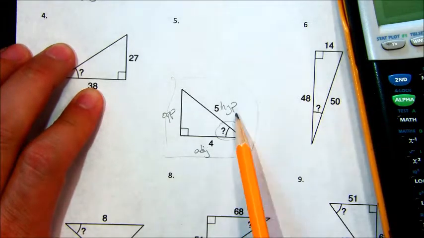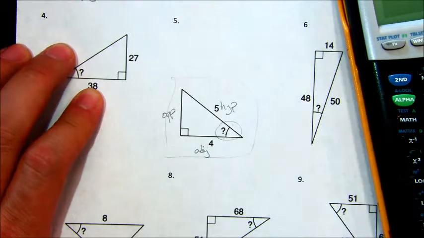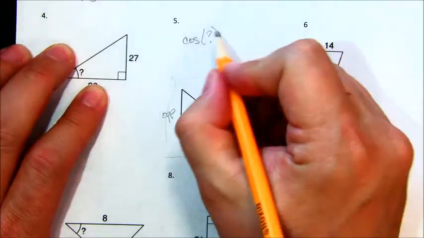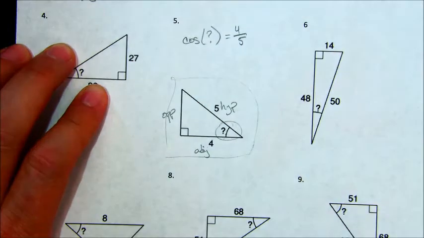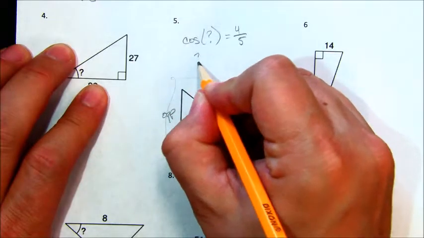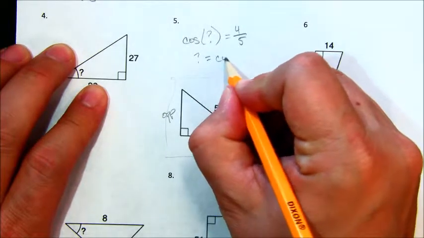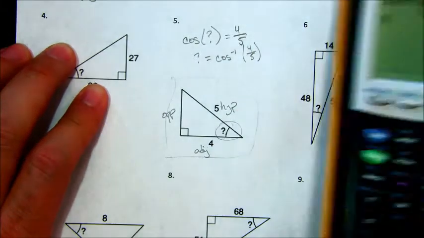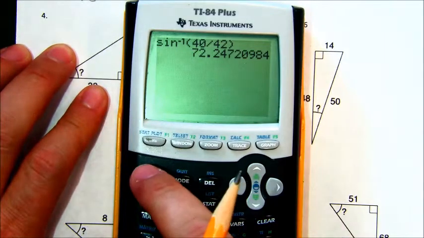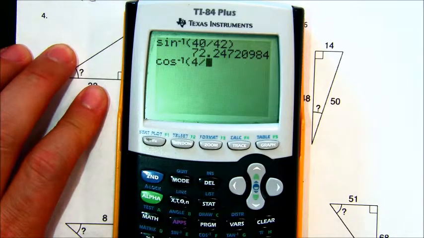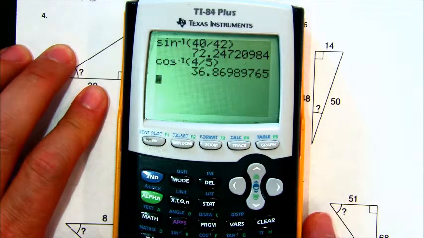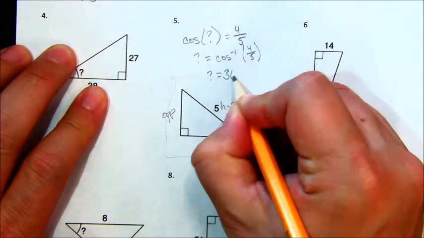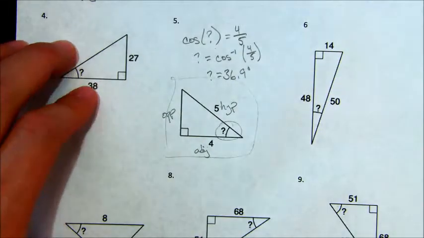Adjacent is what I know, hypotenuse is what I know, adjacent and hypotenuse is cosine. So cosine of this angle that I'm looking for equals 4 divided by 5. It tells me that the angle measure itself will be the inverse cosine of 4 over 5. I know what cosine is, and I want to find the angle. Go to my calculator, second cosine, 4 divided by 5, and I get 36.9. So the missing angle is going to be 36.9 degrees.